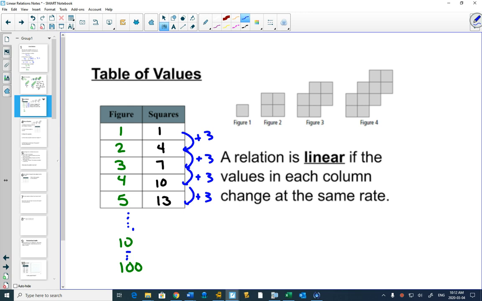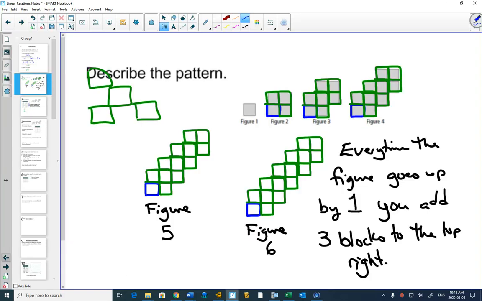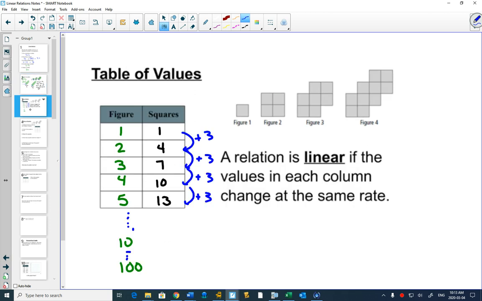How many times did you add 3 when you got to the 5th one? 4 times. What is 4 times 3? 12. Why is this answer 13? You started off with 1, right? If we go back to our picture from before, here's figure 1, 2, here's figure 5. We have the green part, which is 4 times 3 equals 12 of them. And the blue part is 1 more. So can you see that for the 5th one, we added 3 4 times. 4 times 3 is 12. Plus 1 gives us 13.